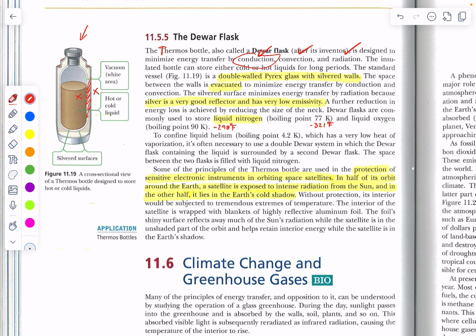And because it's silvered on the inside, very shiny on the inside, it radiates whatever heat the material has back. So whatever heat comes in is going to be radiated back. And you see these often when you're working in low temperature physics in cryogenics, where you're storing liquid nitrogen.